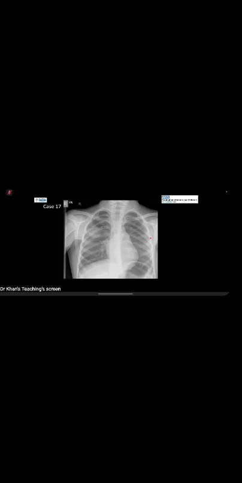This is a case where you can see this focal opacity in the right upper zone here, and this is a case of round pneumonia. In young children, especially less than 8 years of age, you can have round pneumonias because the collateral ventilation is not really well developed, and the exudates accumulate in those alveoli and cannot use the collateral ventilation pathways to diffuse and form a lobar pneumonia, as they would in an adult.